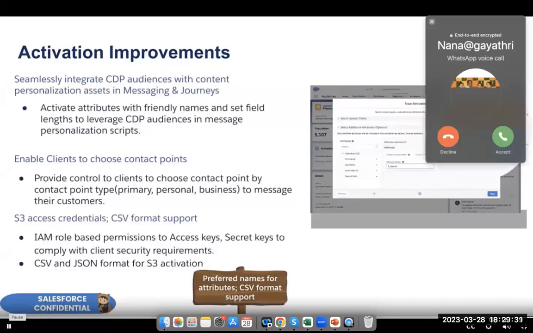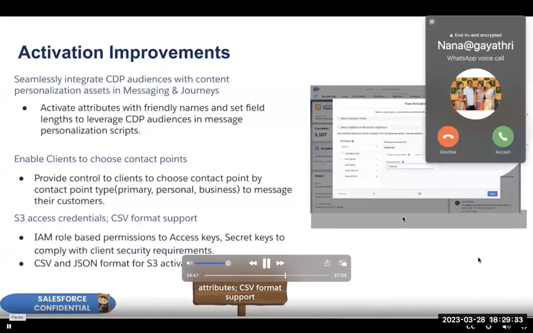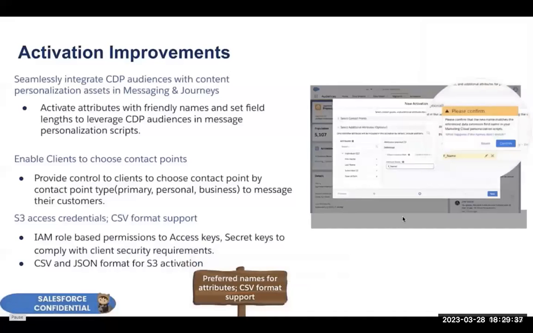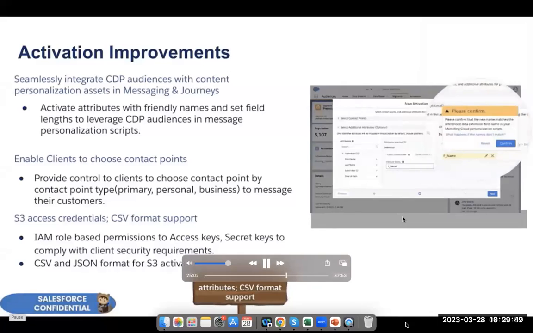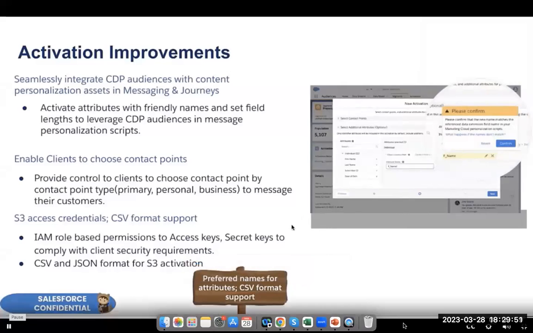I think we're going to expand on these controls in future releases, but this is one of the controls we are giving to customers. The last one here is that we're expanding the S3 activation formats from JSON to CSV. So both formats will be available for clients to pick when they activate audiences to an S3 destination.